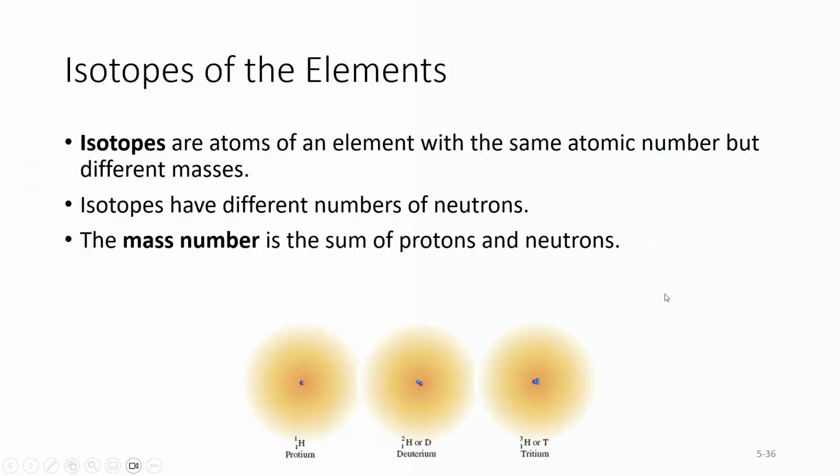Isotopes. Isotopes are atoms of an element with the same atomic number but different masses.